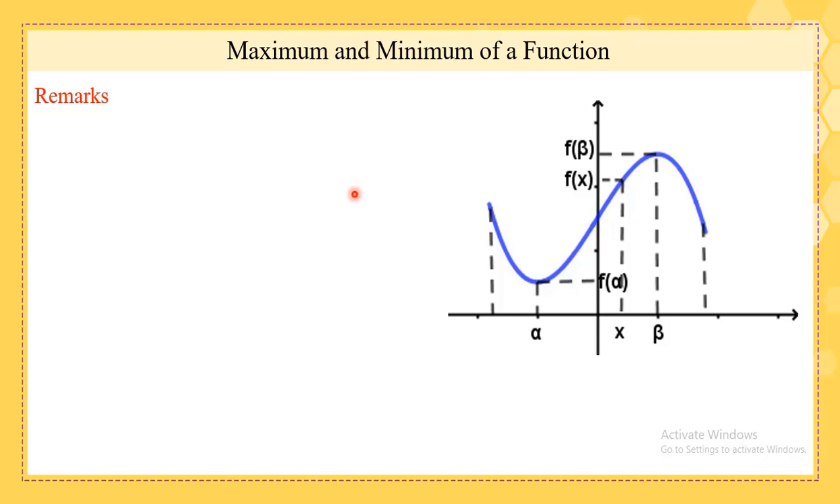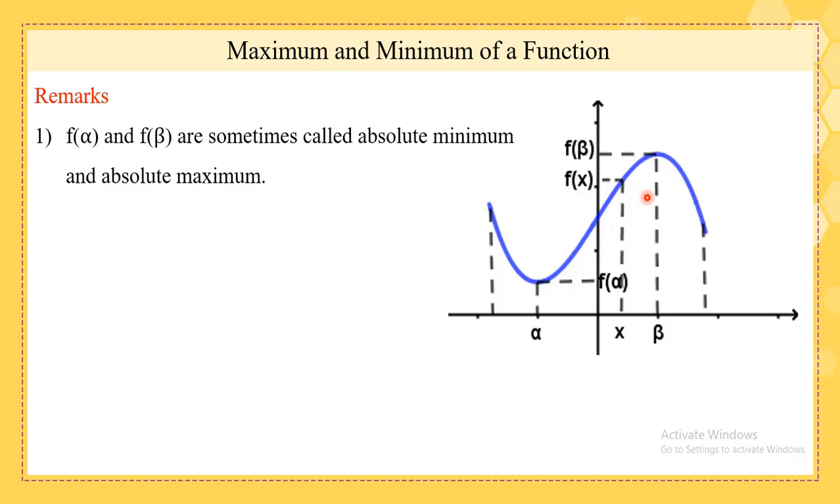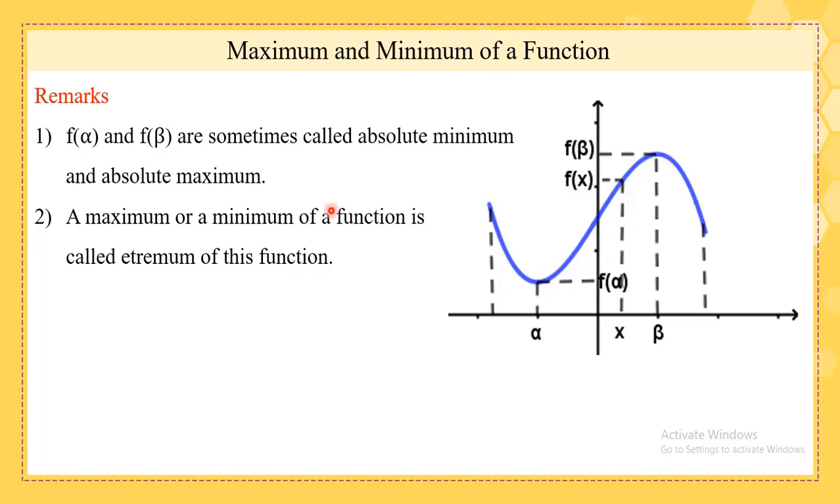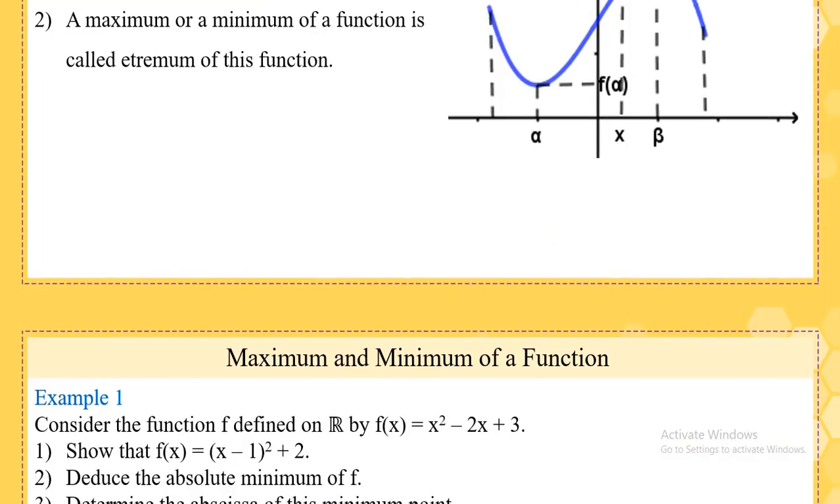Maximum and minimum, some remarks. F of alpha and f of beta are sometimes called absolute minimum and absolute maximum. They are the absolute minimum and maximum when we're talking about the whole curve. This is the lowest point on the curve and this is the highest point on the curve. We are going to see the relative minimum and the relative maximum in the coming slides. A maximum or a minimum of a function is called extremum. So f of alpha is an extremum and f of beta is an extremum.